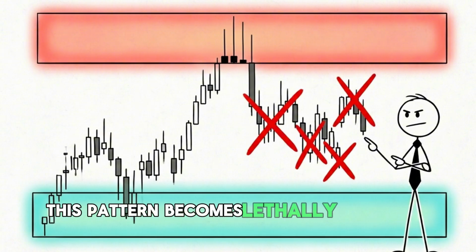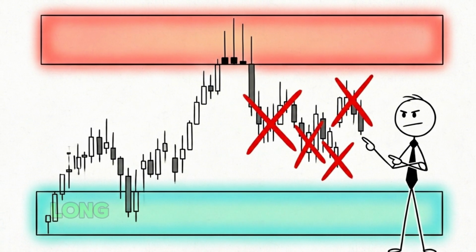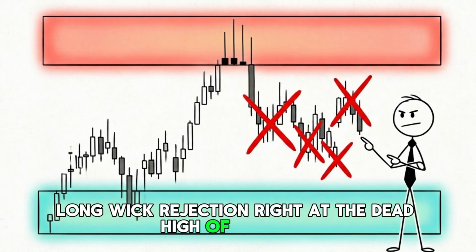This pattern becomes lethally accurate if that final tiny shrinking candle is immediately followed by a massive long wick rejection right at the dead high of the zone.